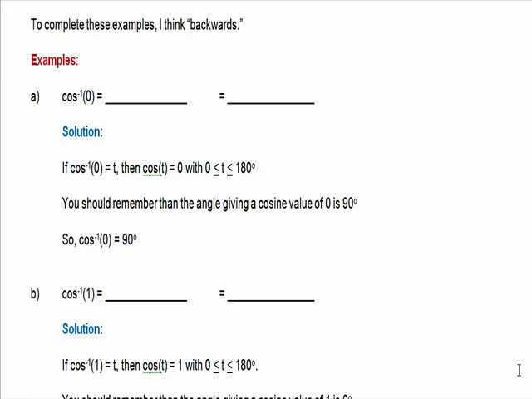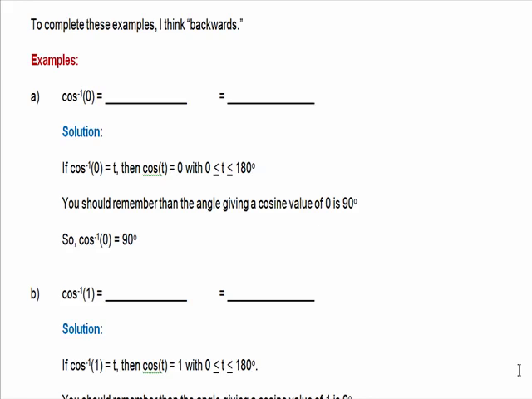Now that we've defined inverse cosine, let's use that idea to do a few quick computations. Here are some examples. Example A: I'd like to know what the inverse cosine of 0 is. Remember, I'm thinking backwards. I'm not thinking, what's the cosine of 0? What I'm thinking is, if I'm between 0 and 180 degrees, what angle is going to give me a cosine that's 0?